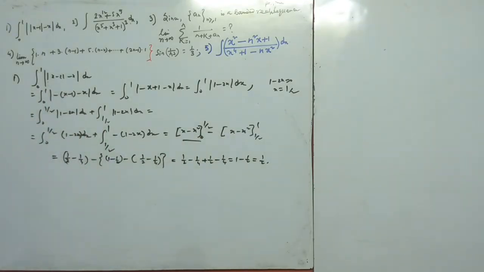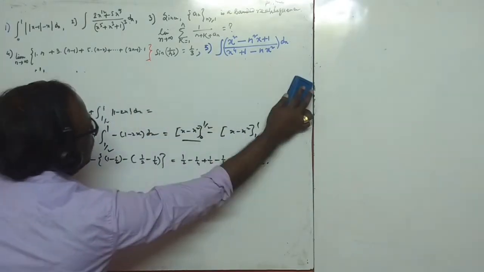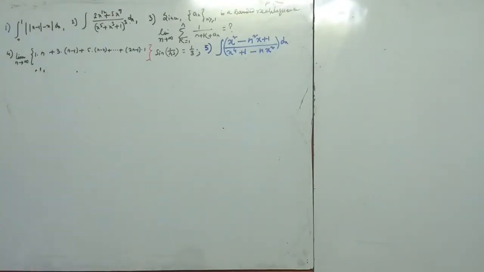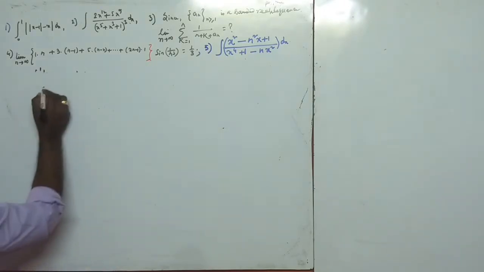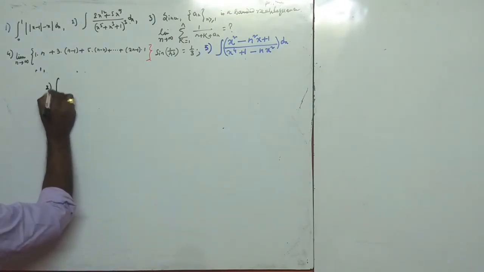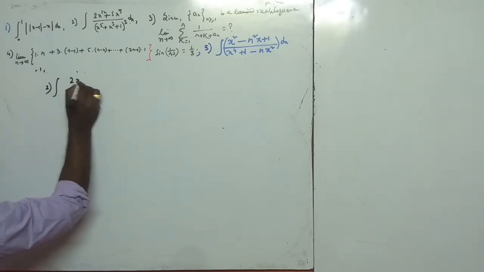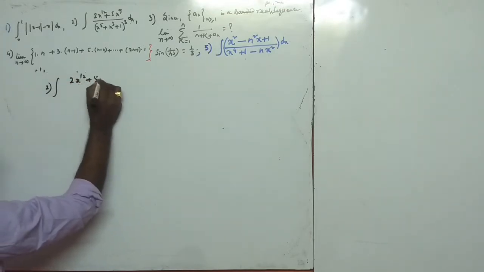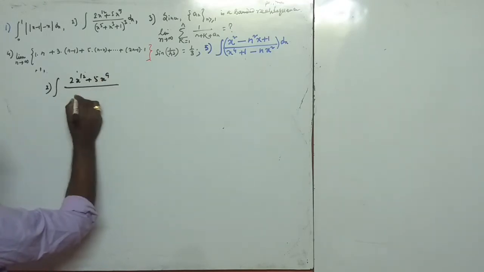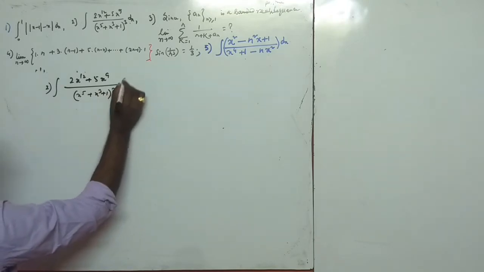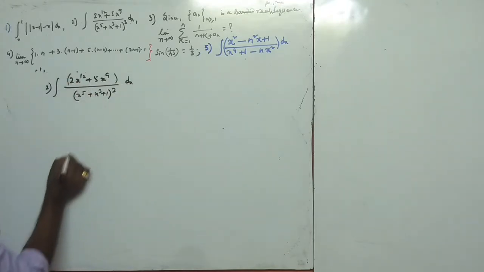So next problem, see question number 2. This is the integral with no limits of 2 into x to the power 12 and 5 into x to the power 9, divided by x to the power 5 plus x cube plus 1 whole cube, dx.